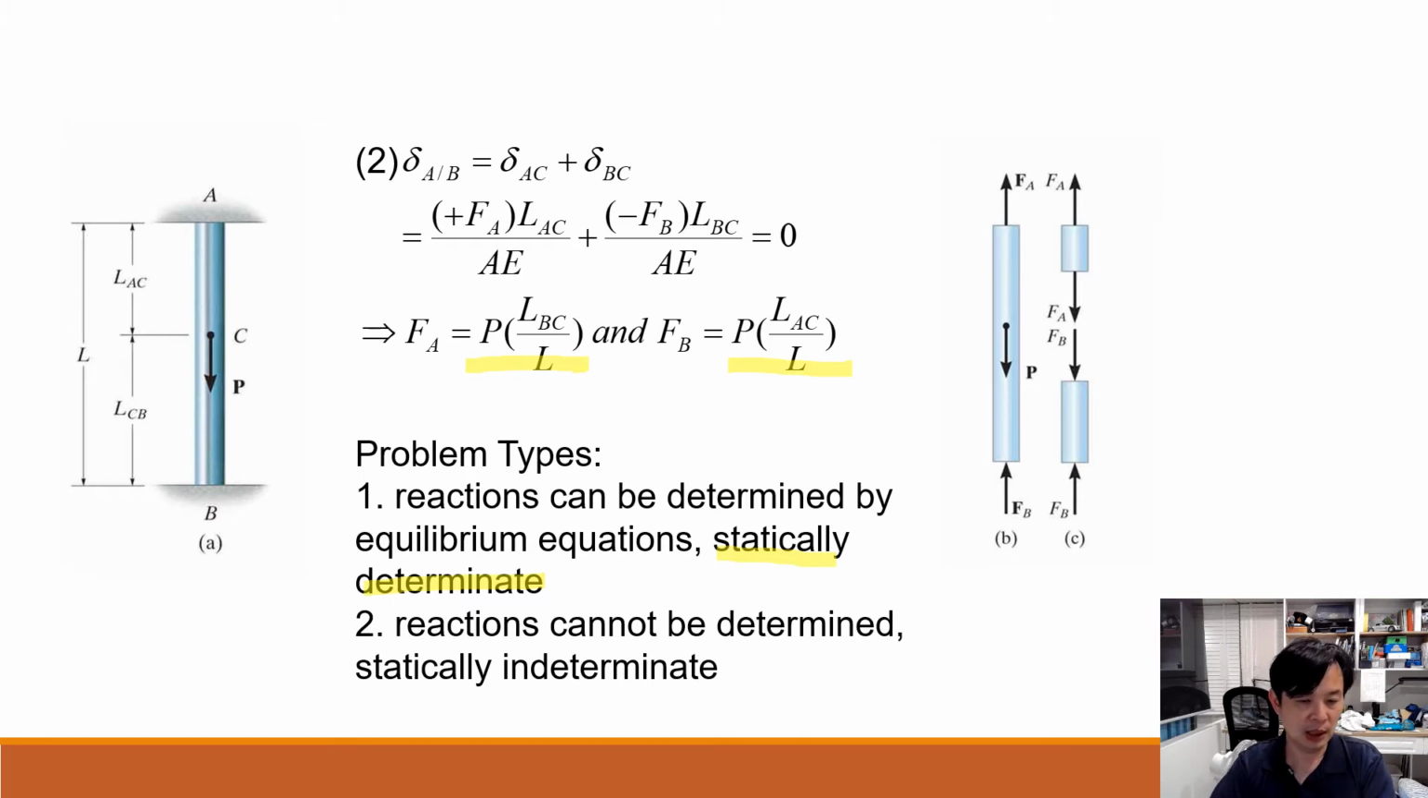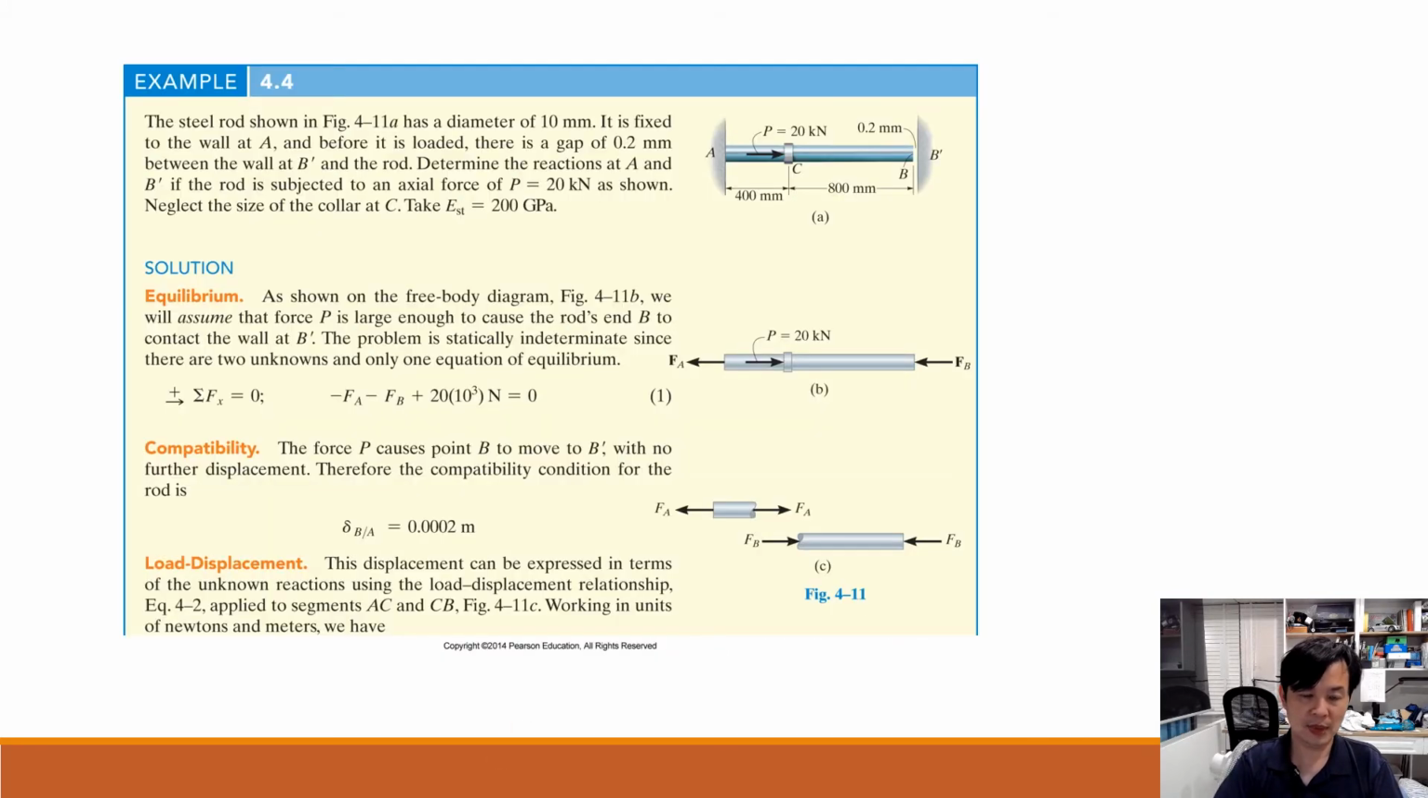But in this section, your reactions actually cannot be directly determined by equilibrium conditions. Then we call it statically indeterminate. This kind of problem needs an additional equation from compatibility, or from displacement geometry shape, like this. Here's an example for a statically indeterminate problem.